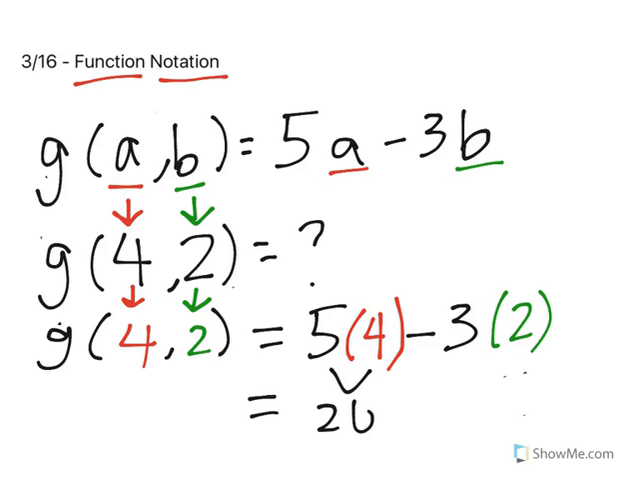5 times 4 is 20. Minus 3 times 2, which is 6. 20 minus 6 is 14. That's it. So g of 4, 2 equals 14.